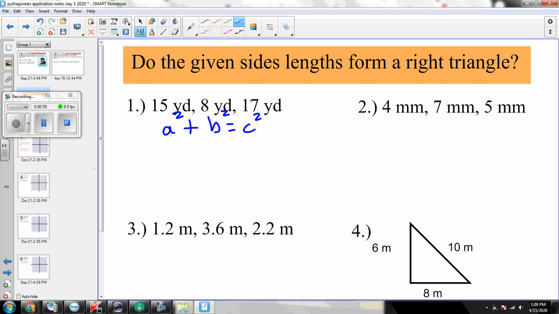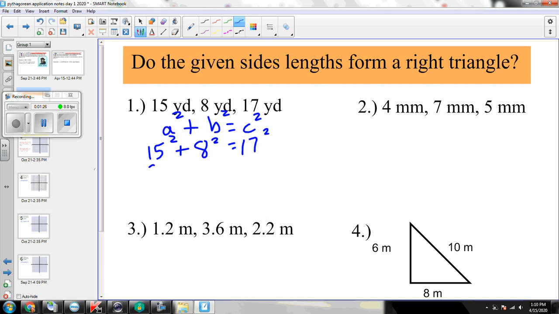So if I look at these 3 measurements, 17 is the longest. It must be the hypotenuse. So I've got to put 17 in for C. A and B are the legs. They're the shorter 2 sides, which are 15 and 8. So I plug in 15 for A and 8 for B. It would be okay if you put in 8 for A and 15 for B. It really doesn't matter which one's A and which one's B.